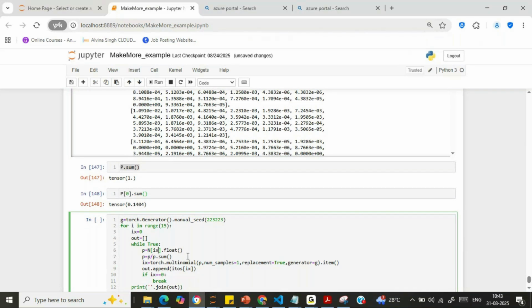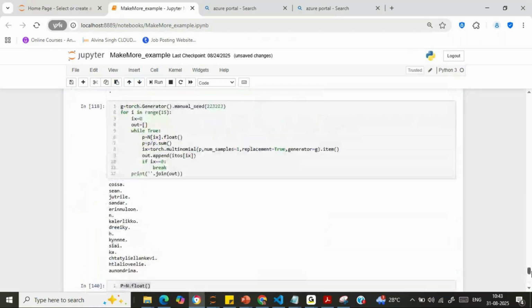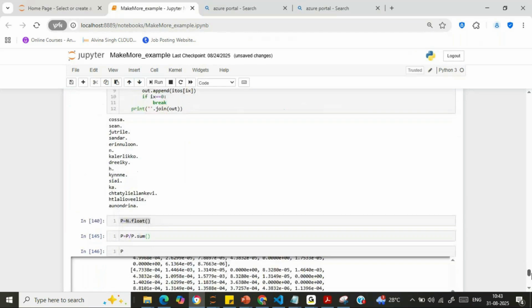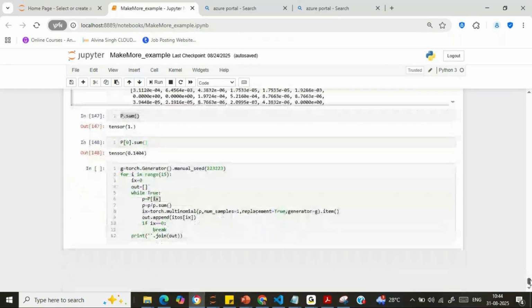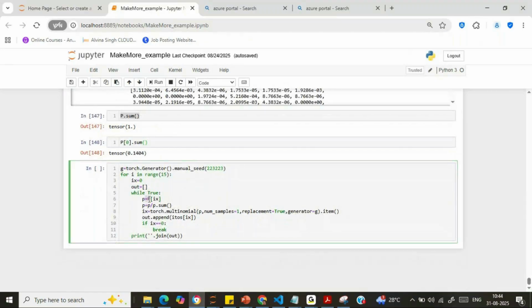each and everything is fine. So P, instead of this n of ix, what I will do is pass P of ix. That is the same, it will be the same only. Like over here, P of 0, what is P of 0? That is n of 0. Like P is equal to n, and P of ix equal to n of ix. That is the same.